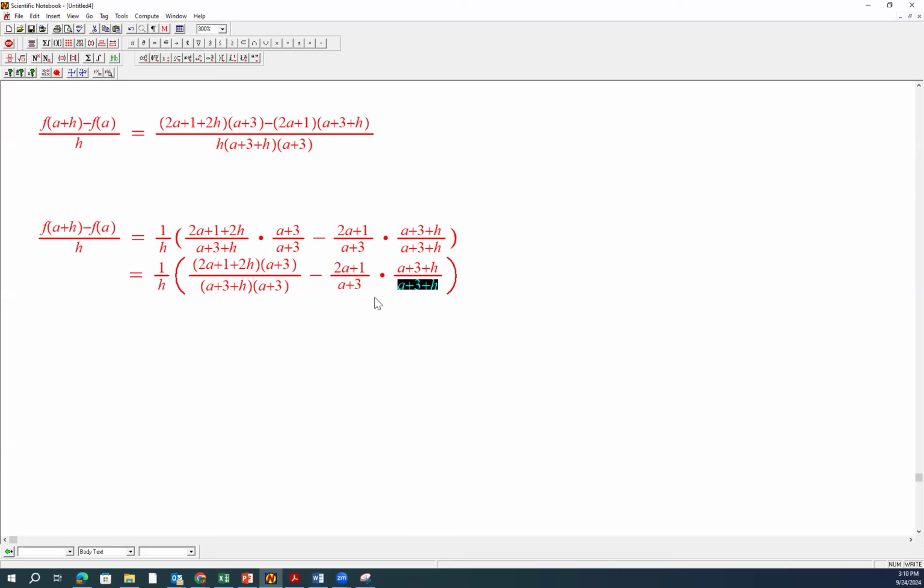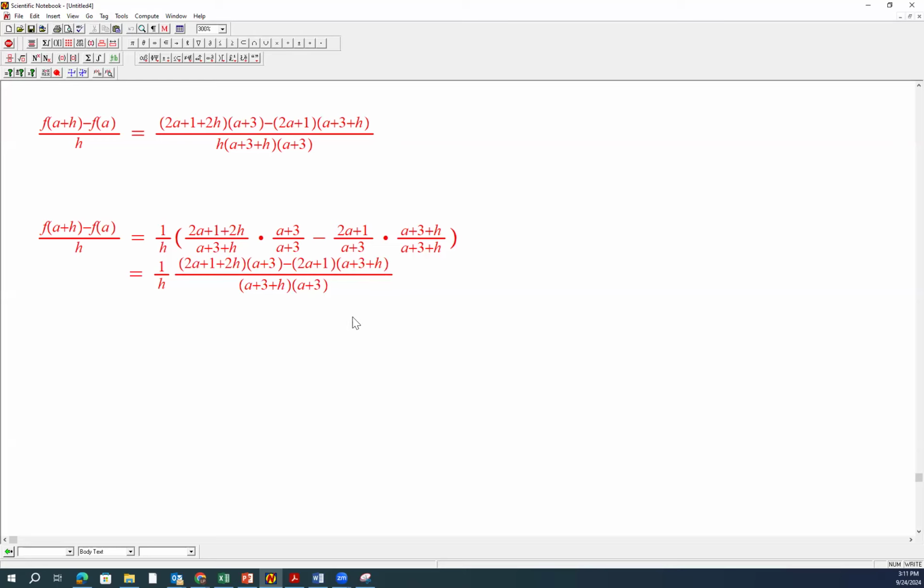We got a common denominator, and numerator times the numerator. And there's a subtraction in front of it. So we're going to combine these two, subtracting numerator times numerator. There.